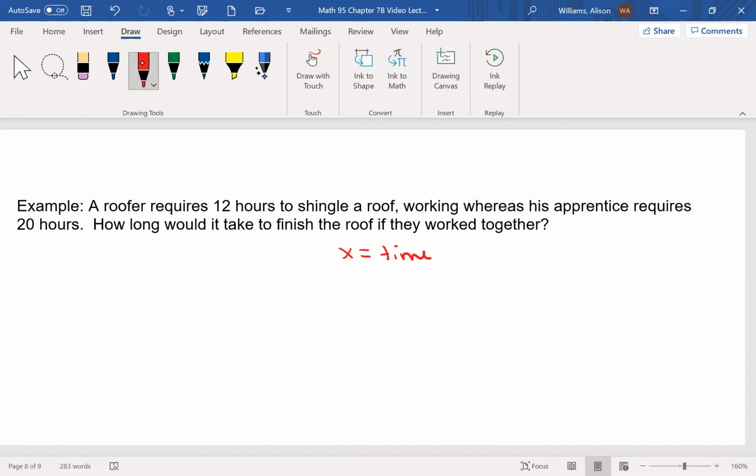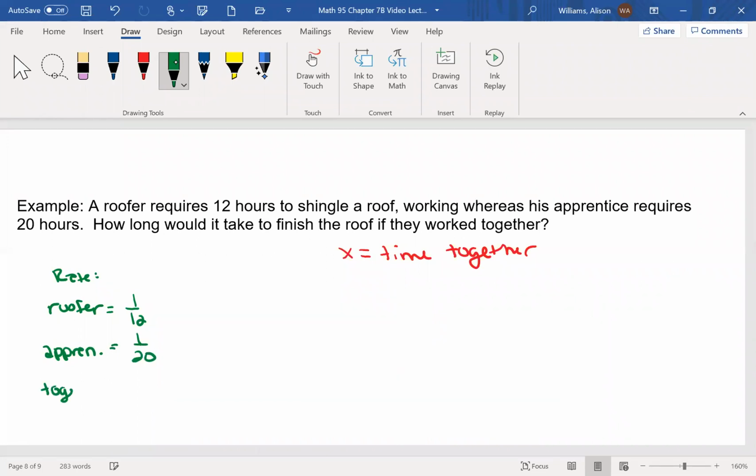There's a T in front of that. Together. There we go. Okay, so there's my variable. Again, the work rates, I'm just going to list them out over here. So the rate per hour is going to be for the roofer, his or her rate is 1/12. For the apprentice, their rate is 1/20. Together, because that's the thing I don't know, the variable's x, that'll take them 1/x. So there are my rates to write my equation.